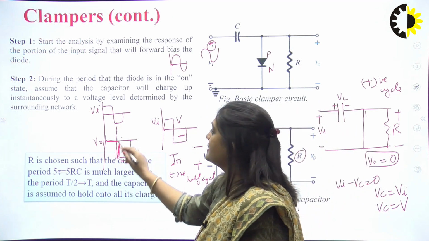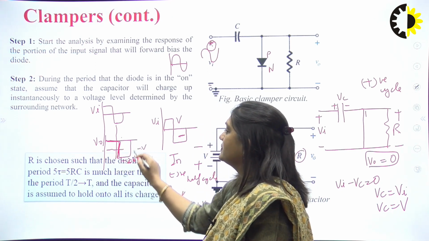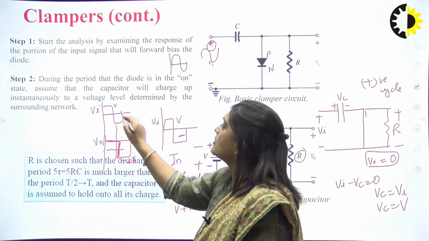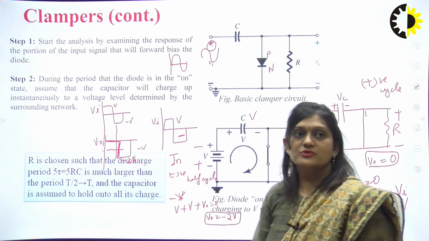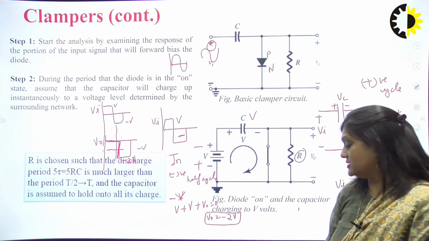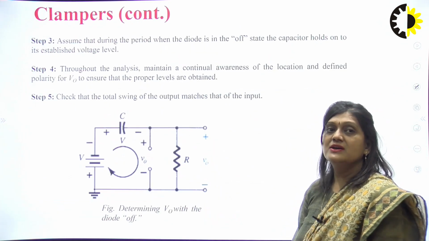So we can see the DC level has been shifted to minus V, and total swing is there of 2 volt, and here also total swing was of 2 volt. So in case of clamper, only DC level will shift, the waveform will not change, and also the total swing will remain the same.